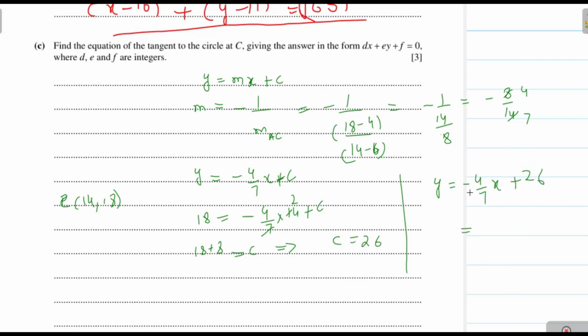If we multiply this equation by 7, we get 7y equal to minus 4x plus 182. Therefore, 4x plus 7y equal to 182. This is the equation of the tangent at C. This is the answer.